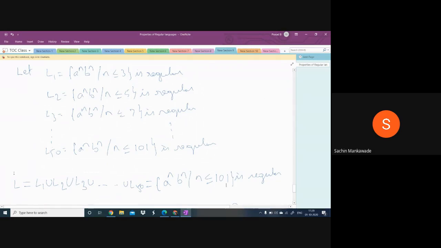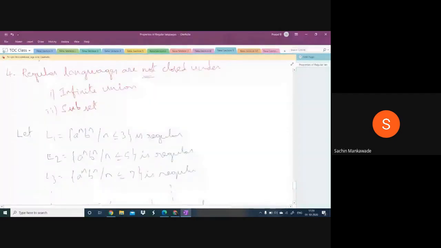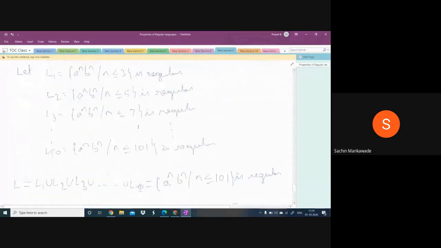Therefore, if you take the union of a finite number of regular languages, say L1 regular, L2 regular, so on, L50 regular, L51 regular, so on, L100, if you take the union of 100 regular languages, then the resulting language will also be regular. That is the meaning of this: regular languages are closed under finite union. Now, regular languages are not closed under infinite union. Okay, let us see.